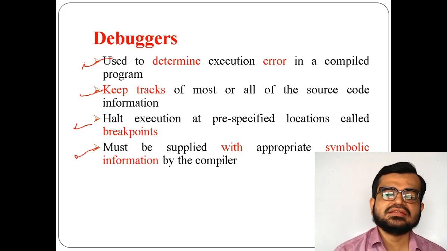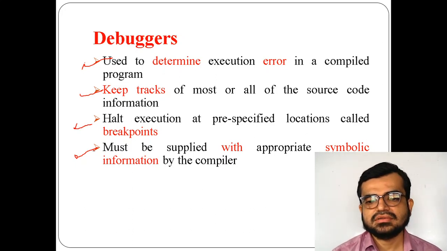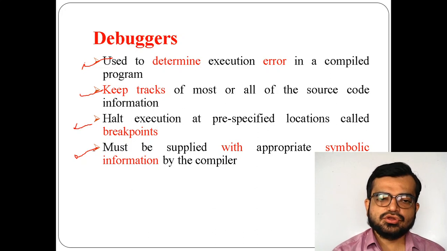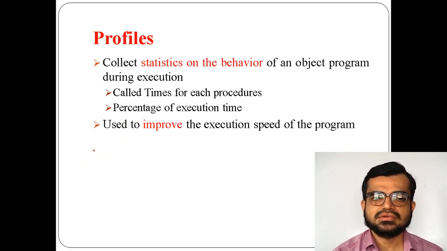So the last point is that the debugger will give you appropriate symbolic information from the compiler, because in the compiler you may have a symbol table, and that symbol table will help give the symbolic information. So this is how the debugger is also related with the compiler.